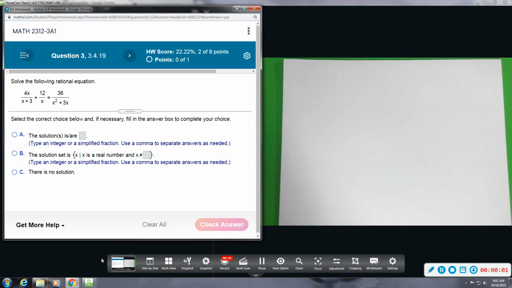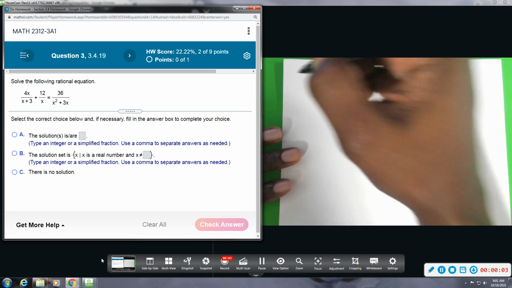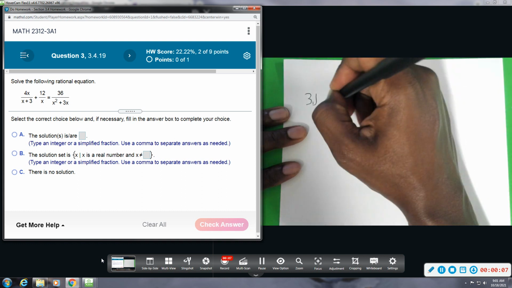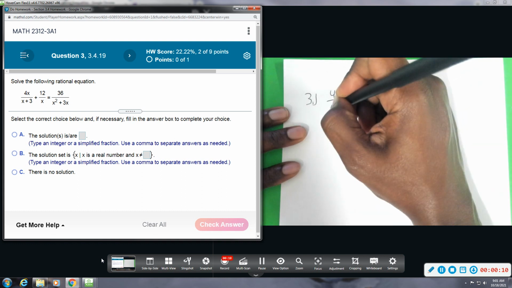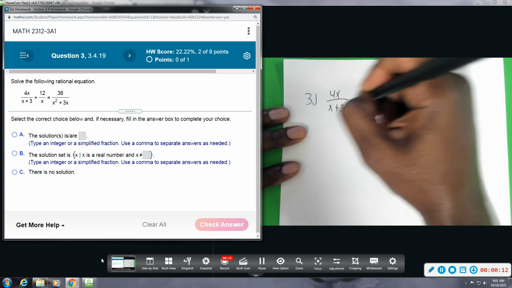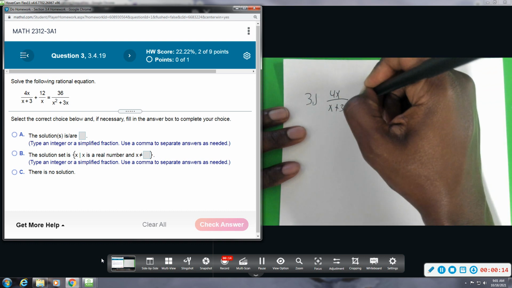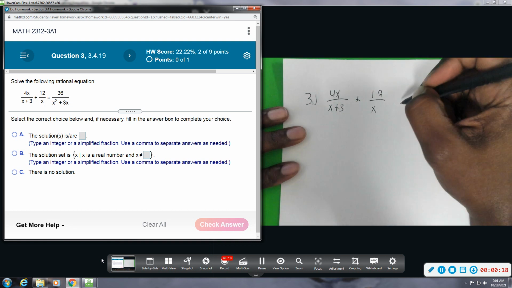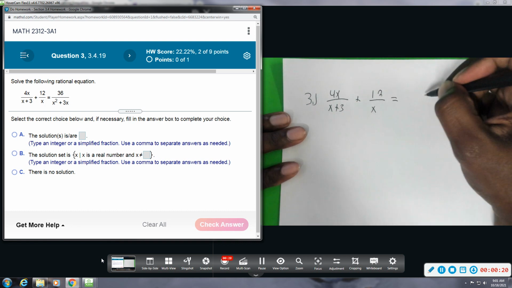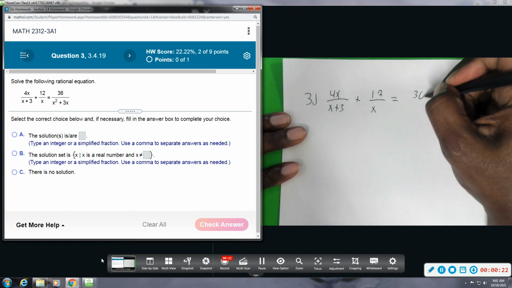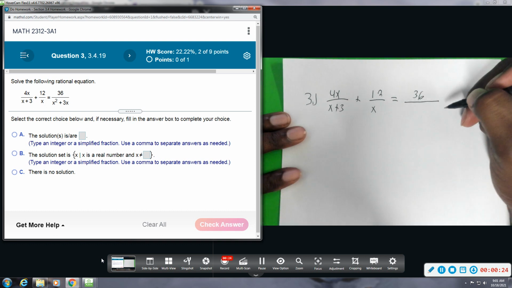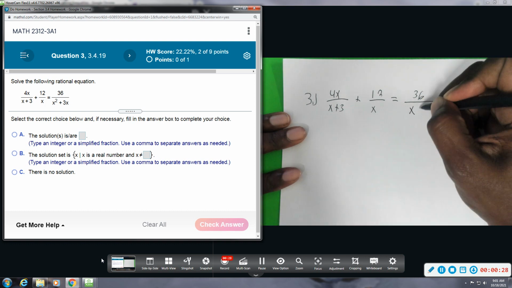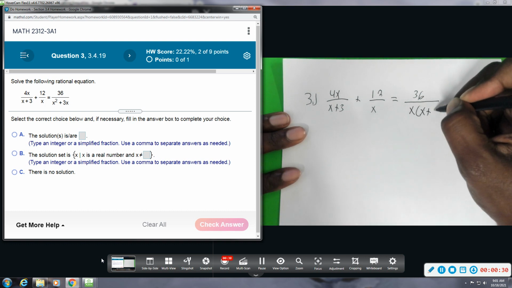All right, number 3, we're going to solve this rational expression. We have 4x divided by x plus 3 plus 12 divided by x, and this is equal to 36. I'm going to go ahead and factor the denominator. I'm going to factor out an x. So we have x times x plus 3.